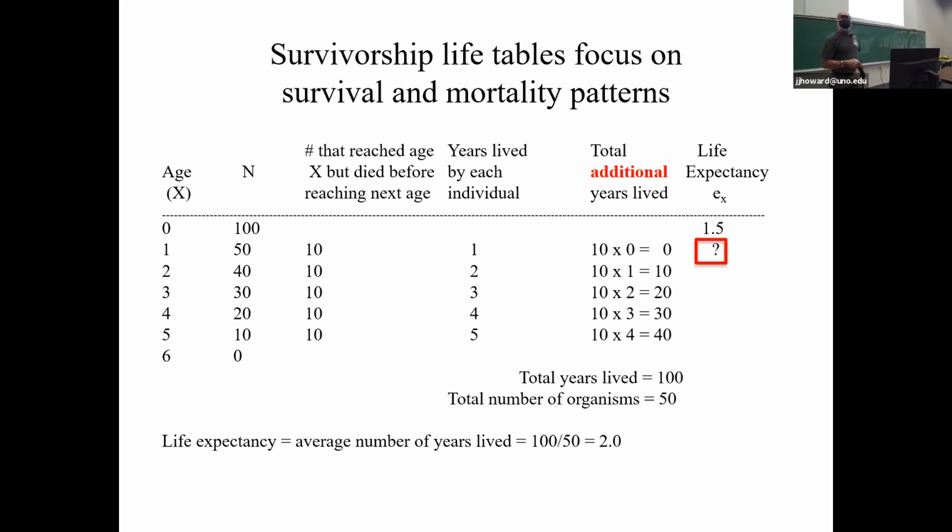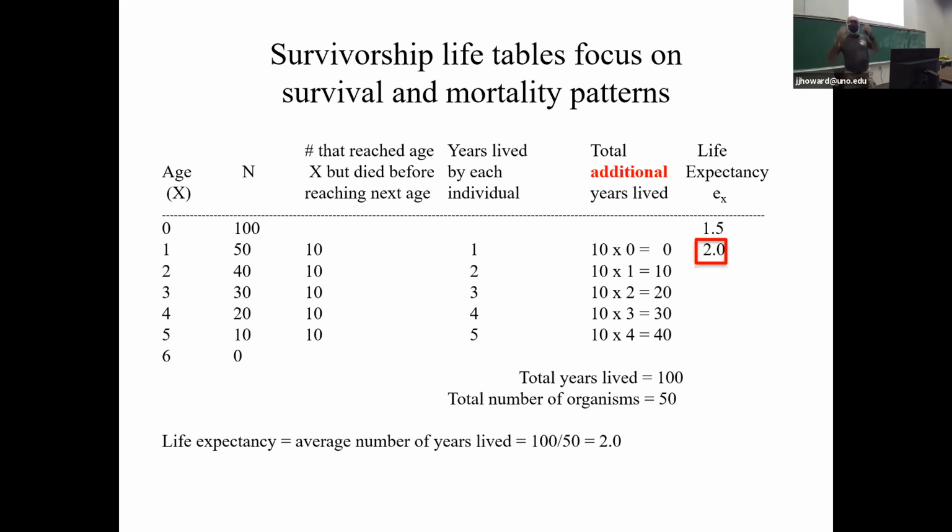So what's the additional years lived? Well, of those 50 1-year-olds, 10 of them died before they reached the age of 2, so they lived 0 additional years. 10 of them lived 1 additional year, but not 2, and so that's 10. 10 of them lived 2 additional years, but not 3, so that's 20. So if we add it up again, we get 100 total years lived by 50 individuals. And the life expectancy of a 1-year-old is now 2 years.